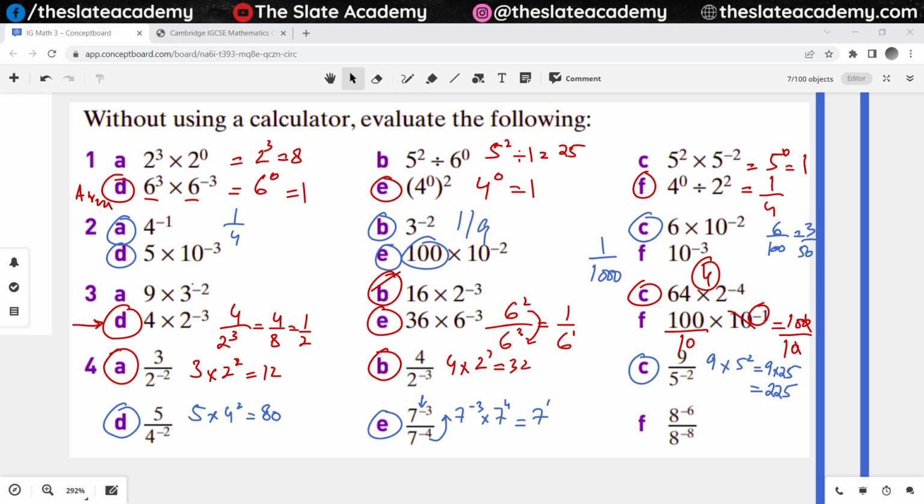Miss Noor, question number F. Excellent. 8 to the power minus 6 multiplied by 8 to the power 8, which is 8 squared, and 8 to the power 2 is equal to, Miss Noor? 64. Okay.